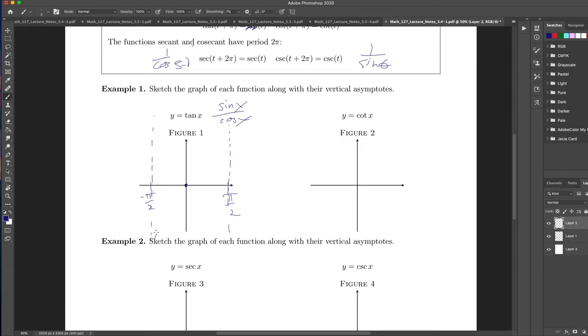And then it just comes in and looks like this. And you can actually fill in these spots if you like at pi over 2 and all this other stuff. But this is the behavior, and then it just repeats itself over and over and over again.